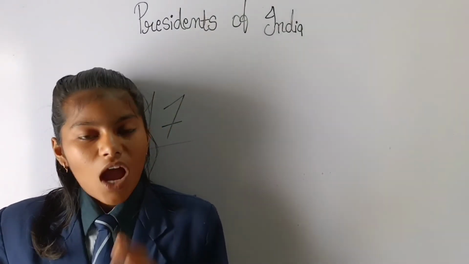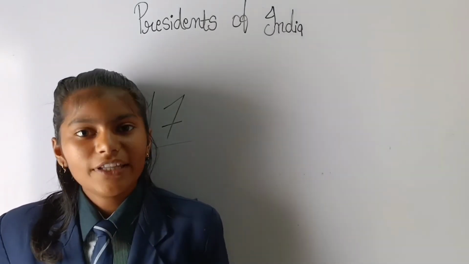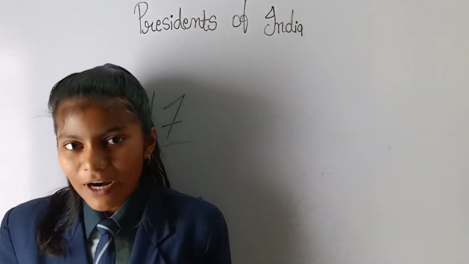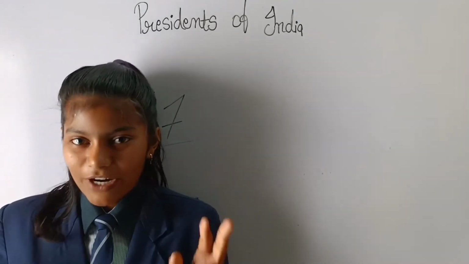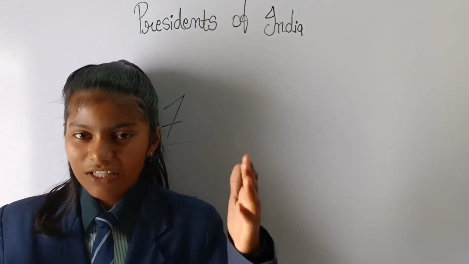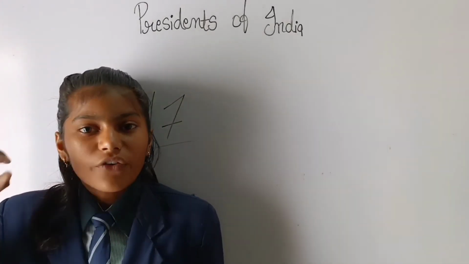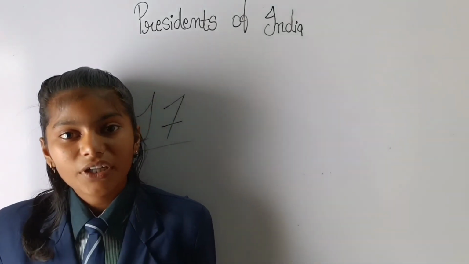13th, K.R. Narayanan. 14th, APJ Abdul Kalam. And 15th, Pratibha Patil. Then 16th, Pranab Mukherjee. And 17th, who is the present one today, Ramnath Kovind. Now these are the presidents who have been in our country.